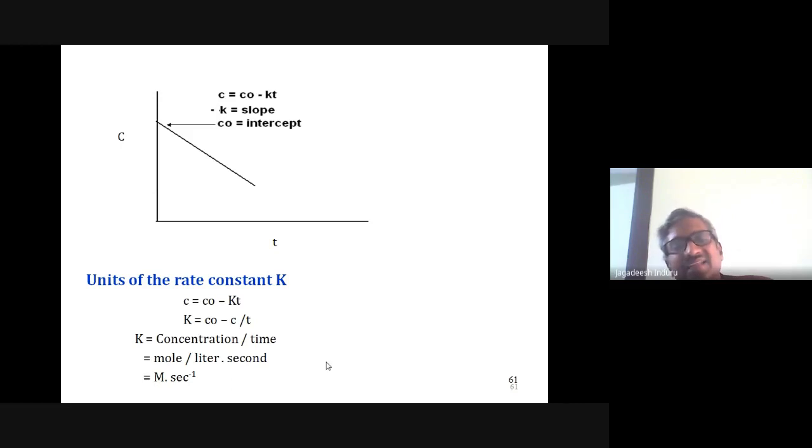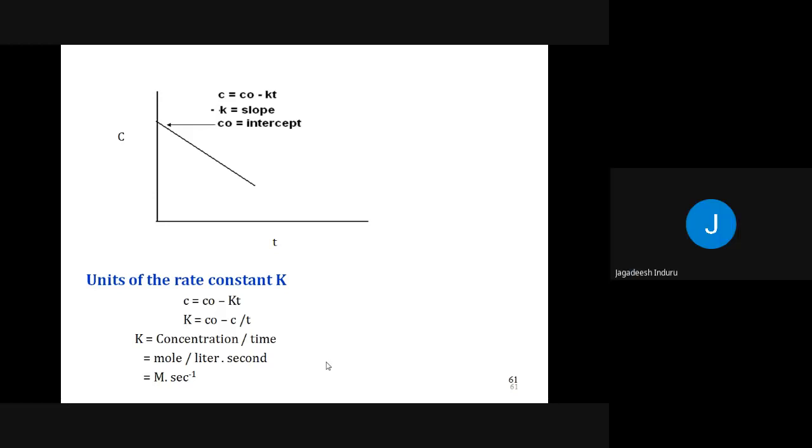If your reaction is progressing over hours or minutes, you can put that in hours and minutes also. But time can be given in seconds if a fast reaction is going on. So mole per liter second is the unit for K. This is actually molar concentration per second. It is going to change with time. These are the units of K, the zero order rate constant.